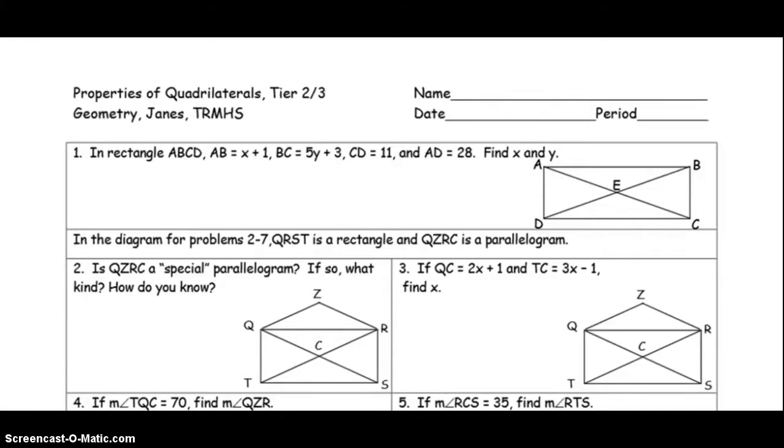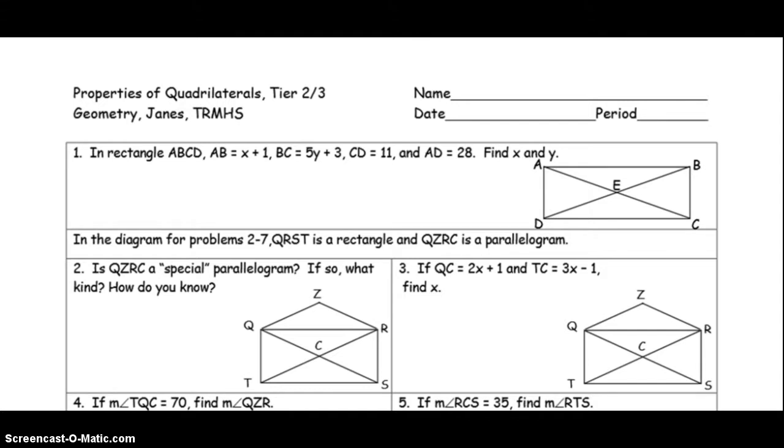In this video, we're going to be going over the properties of quadrilaterals Tier 2 worksheet and how to complete it. Now, all these problems have to do with properties of quadrilaterals. So as you're doing this, please have your notes out so you can refer to the properties of rectangles, rhombuses, squares, parallelograms, trapezoids, isosceles trapezoids, and kites.